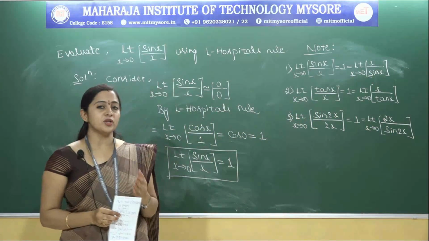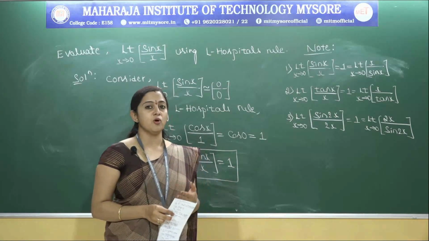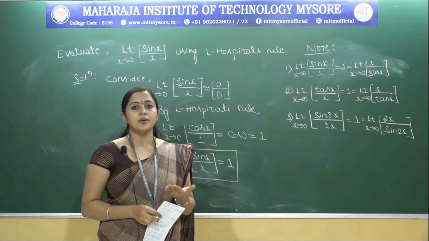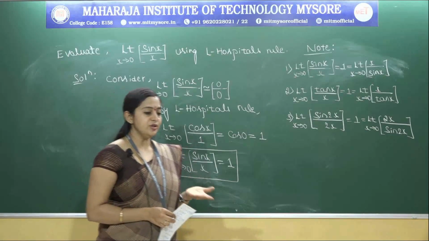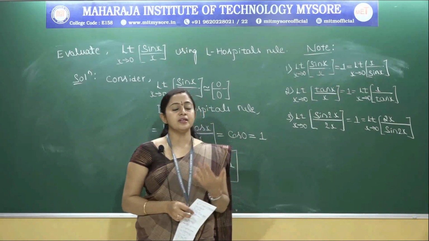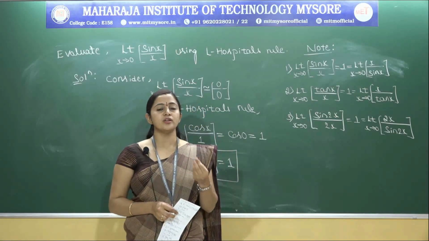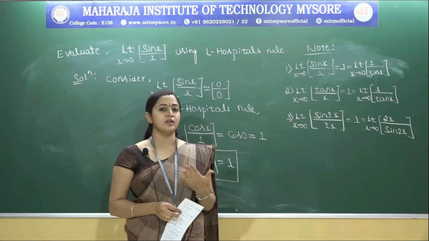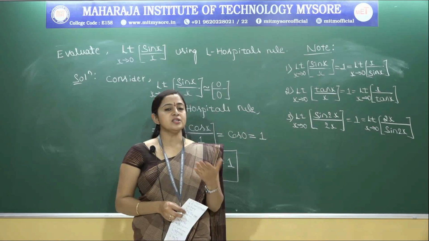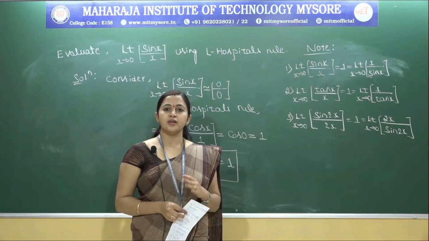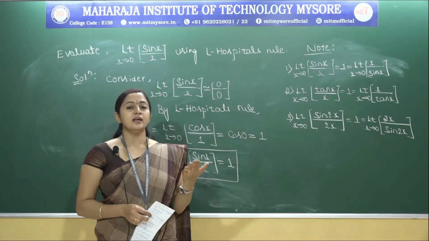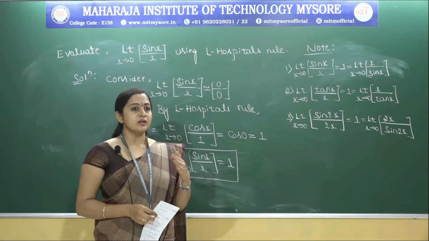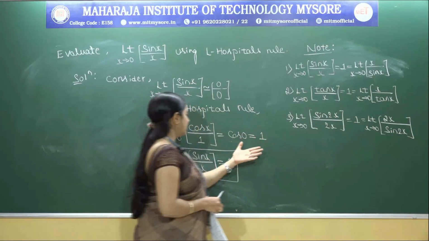So using the L'Hospital rule, you can solve the indeterminate forms, if it is 0 by 0 or infinity divided by infinity. Then 0 into infinity, infinity minus infinity, 0 power 0, infinity power 0 or 1 power infinity: first you convert these into standard indeterminate forms, that is 0 by 0 and infinity by infinity. Then apply the L'Hospital rule, you will get the real values like this.